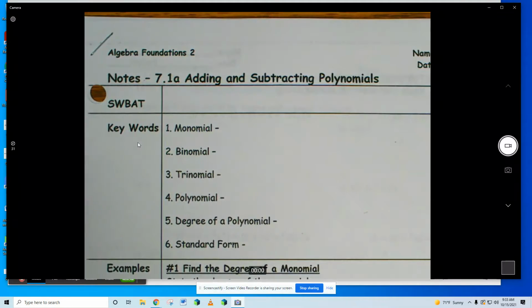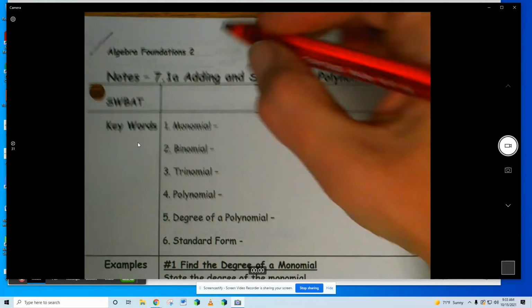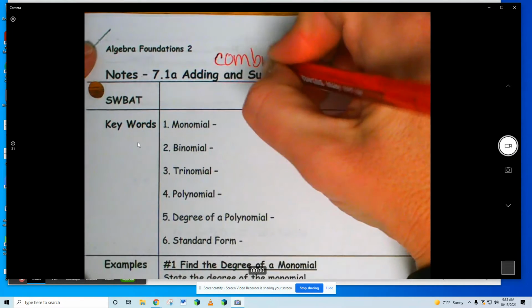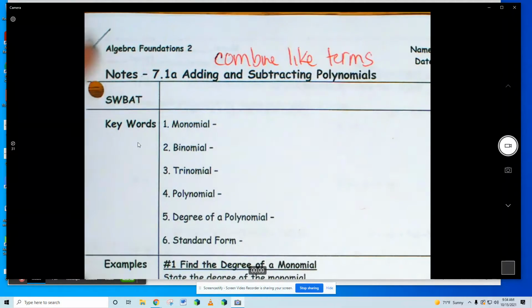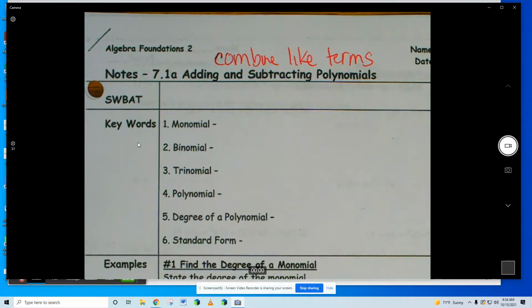We are adding and subtracting polynomials. Basically, the exact same thing we've been doing. Combine like terms. You have to be really good at integers, right? Like negative 17 plus 8. You need to be good at that stuff to be good at last night's homework and the night before. And that's what's happening with combining like terms.